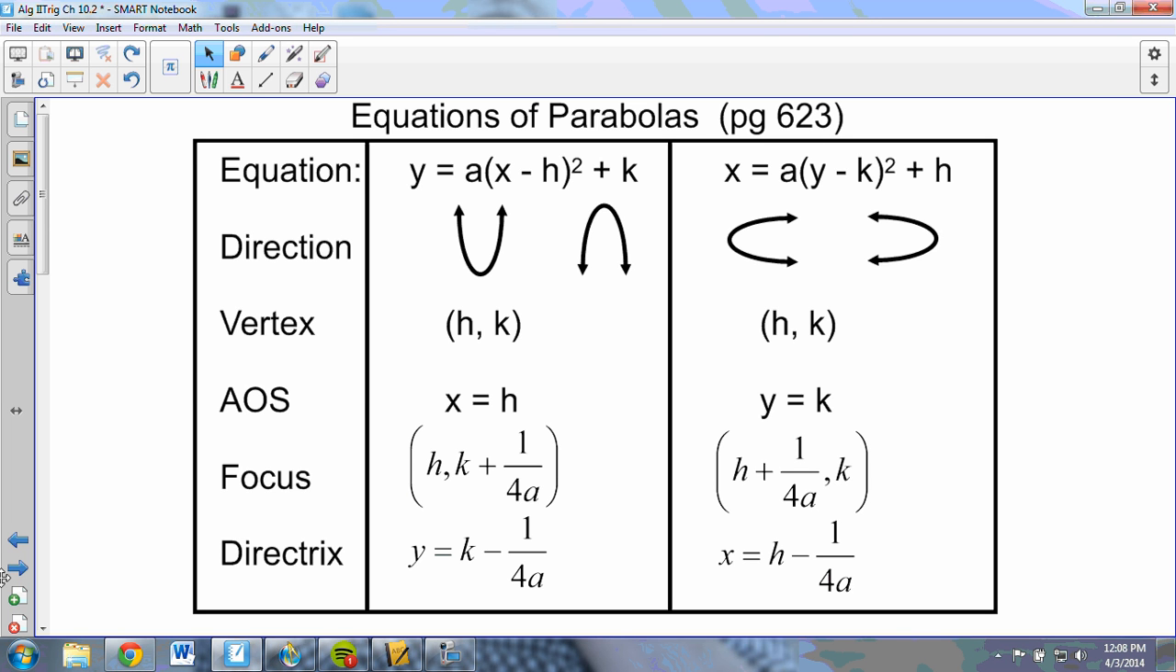Y equals, like I said, since we've done it before, we're familiar with how they work. We know where h and k is as the vertex. We know the AOS is the line x equals h. Finding the focus and finding the directrix is the new thing. That's what we'll spend most of our time on today.